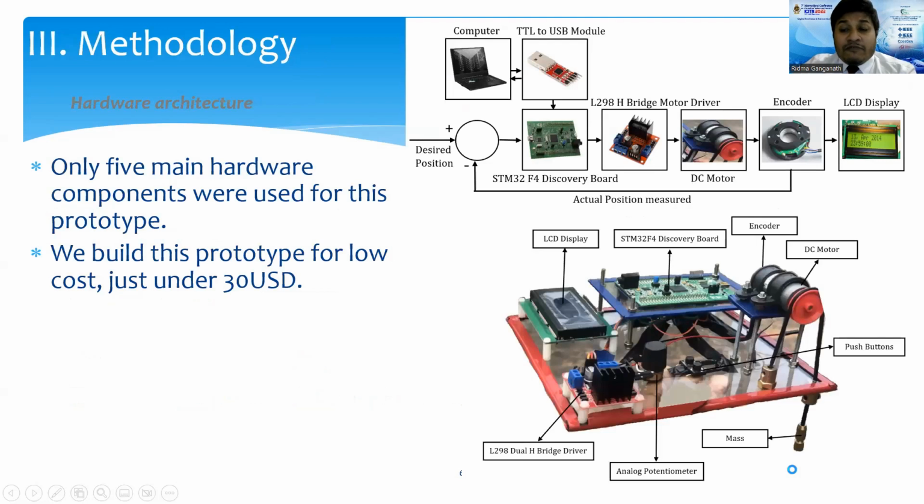The main target of this research is to implement a low-cost motor controlling platform. Therefore, $30 was the maximum estimated budget to develop the hardware implementation, so it is affordable to any student interested in building the prototype on their own. Only 5 main hardware components were used for this prototype.